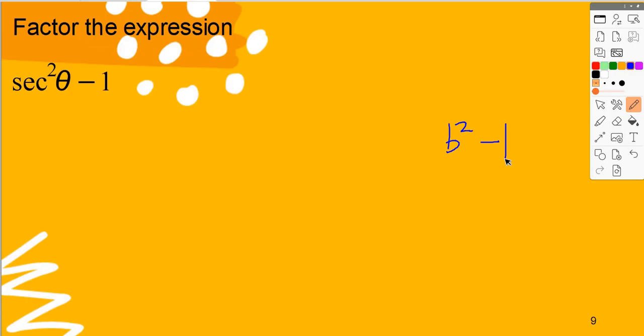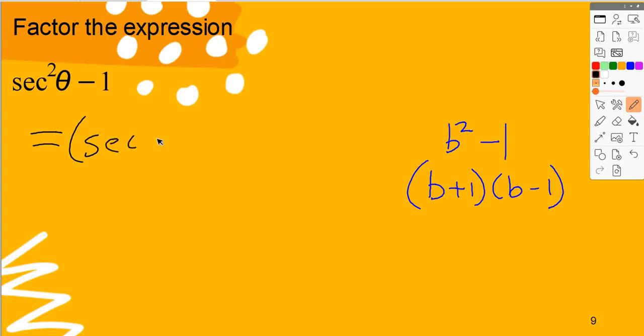Yes? Okay, so if I had b squared minus 1, how would I factor that? Difference of squares. Yeah, so what does our difference of squares tell us? x plus 1, x minus 1. Or whatever my variable is, yes? And like I said, our secant is acting as our variable here. So I can still apply a difference of squares. So it's going to be secant of theta plus 1 and secant of theta minus 1.